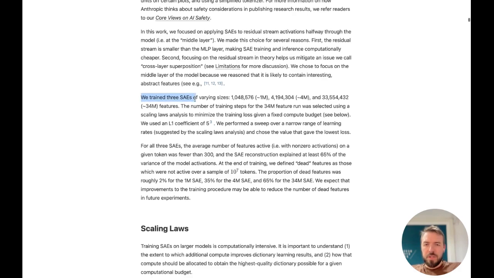Cool. We trained SAEs of various sizes: 1 million, 4 million, and 32 or 34 million features. The number of training steps for the 34 million feature run.